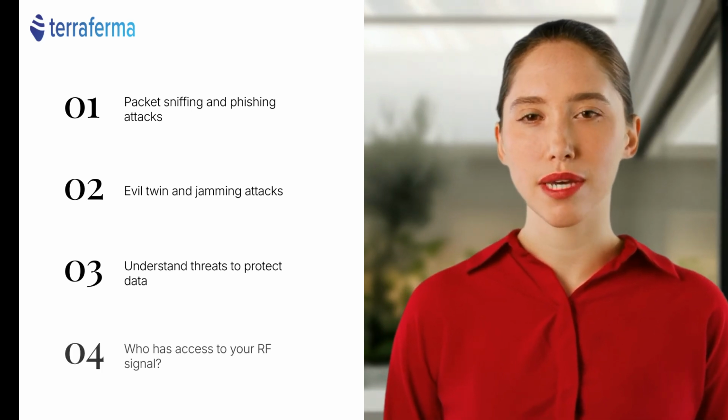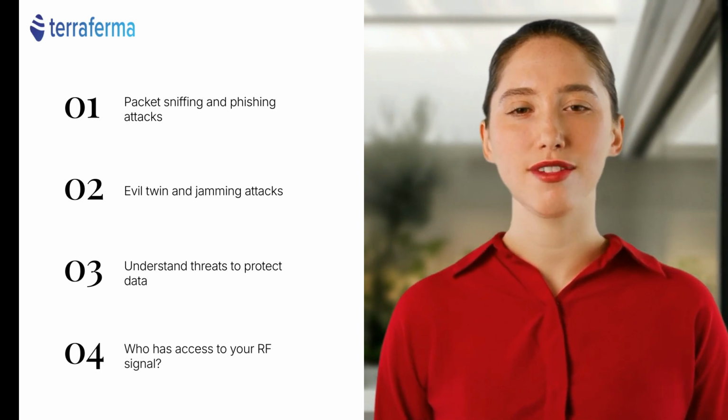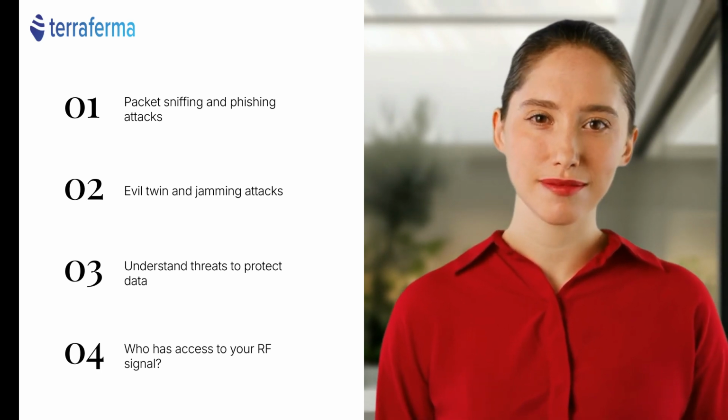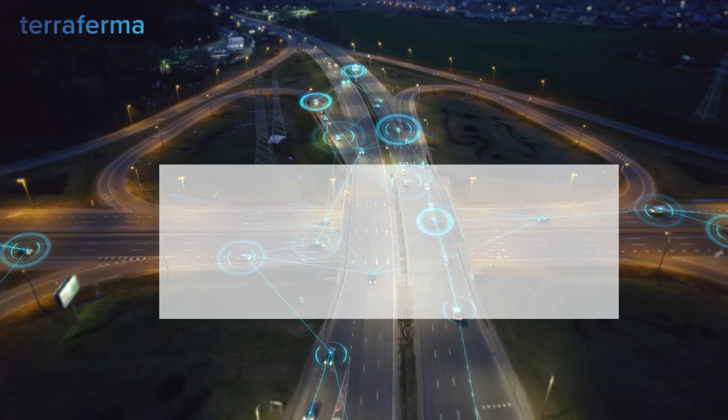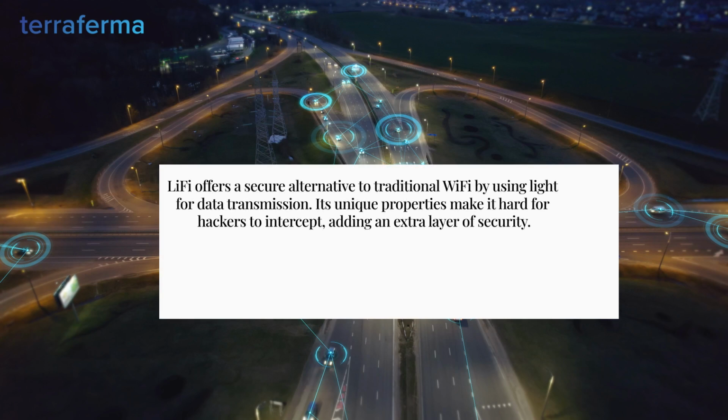Since Wi-Fi propagates through walls, your neighbor could be attempting WEP/WPA key cracking or deauthentication attacks. LiFi, unlike traditional Wi-Fi, uses infrared light to transmit data, offering a more secure and manageable alternative. Its unique properties make it difficult for hackers to intercept, providing an added layer of security.